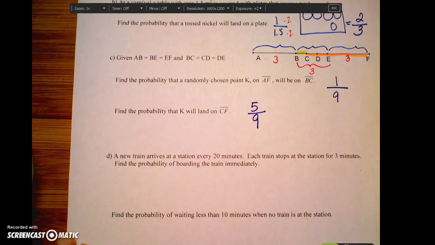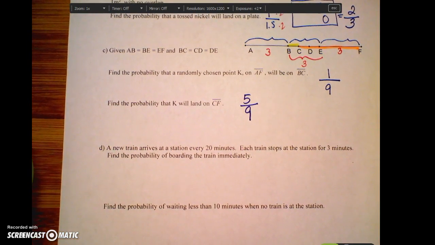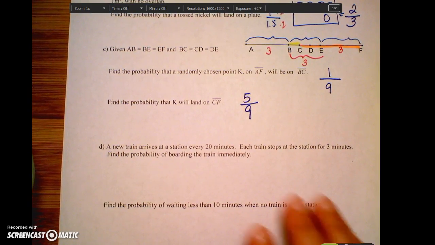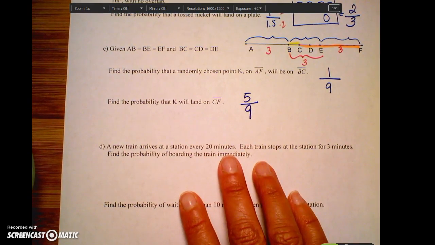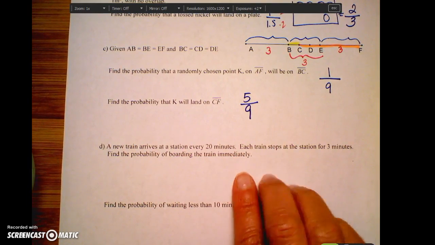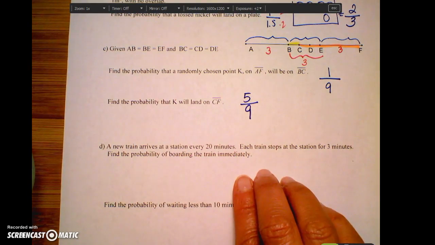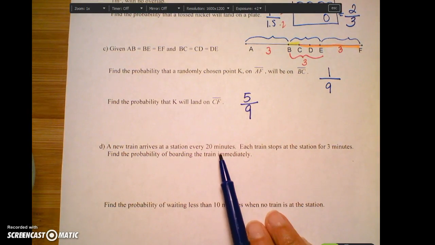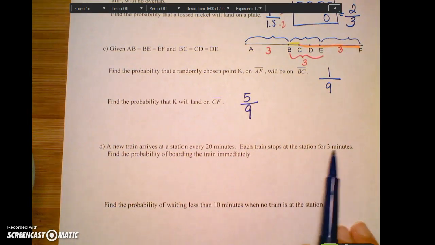Okay, take a second, read the situation for example 4 and see what you come up with. Okay, in example 4, it gets interesting because what happens is we're looking at time taking place, but we can break that time up into the lengths of segments. So what happens here is a new train arrives at a station every 20 minutes. Each train stops at the station for 3 minutes, and then of course it leaves.